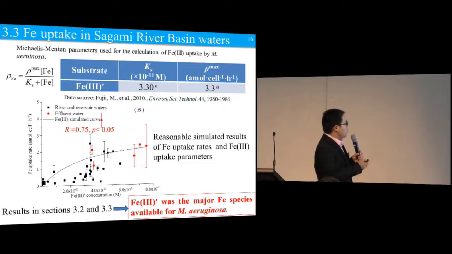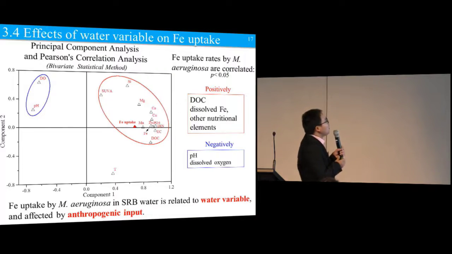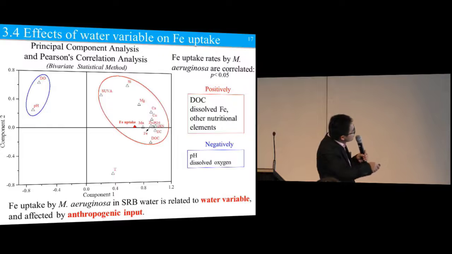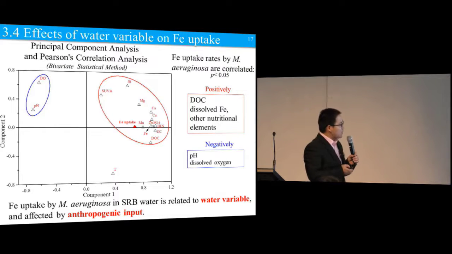So our results in sections 2 and 3 indicate that inorganic ferric is a major iron species available to Microcystis. Also, based on statistical analysis like PCA and Pearson's correlation analysis, we found that the iron uptake rate is positively related to DOC and many nutrient concentrations, for example iron, zinc, manganese, and cobalt, but negatively correlated with DO and pH. Those results suggest that iron uptake by Microcystis in the Sagami water is related to the water variables and also affected by anthropogenic inputs.